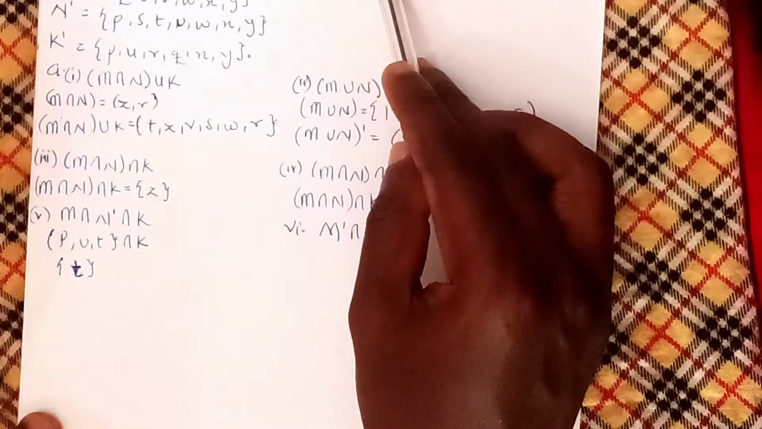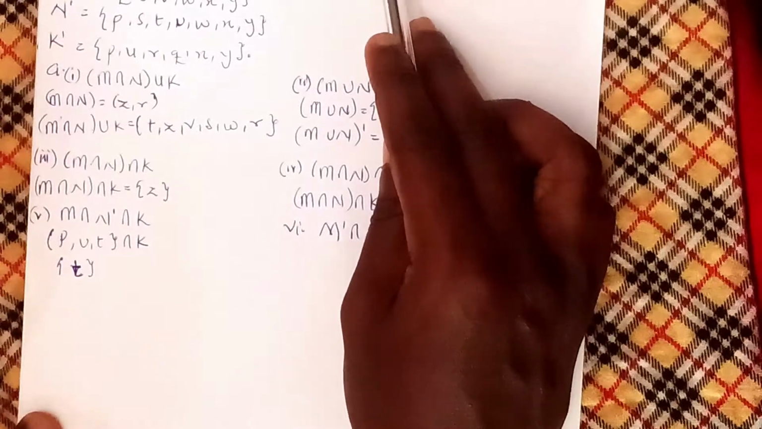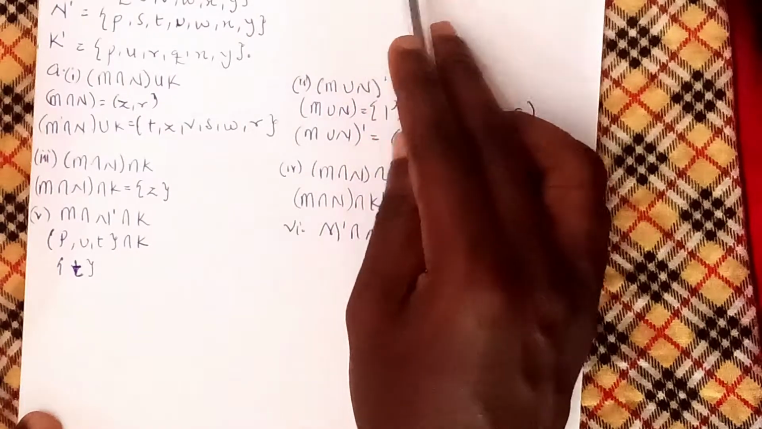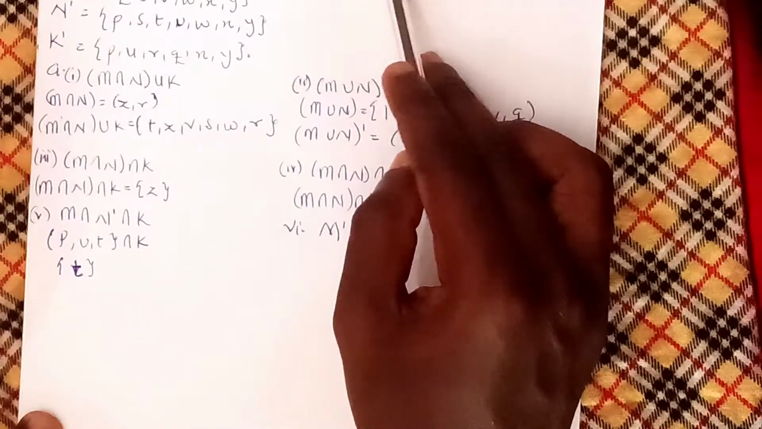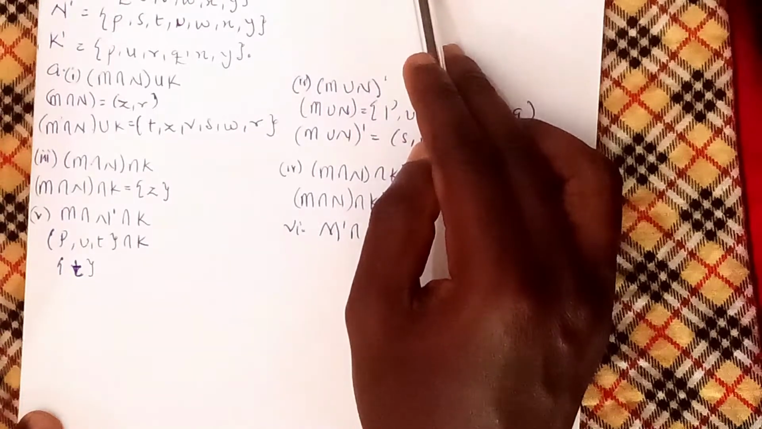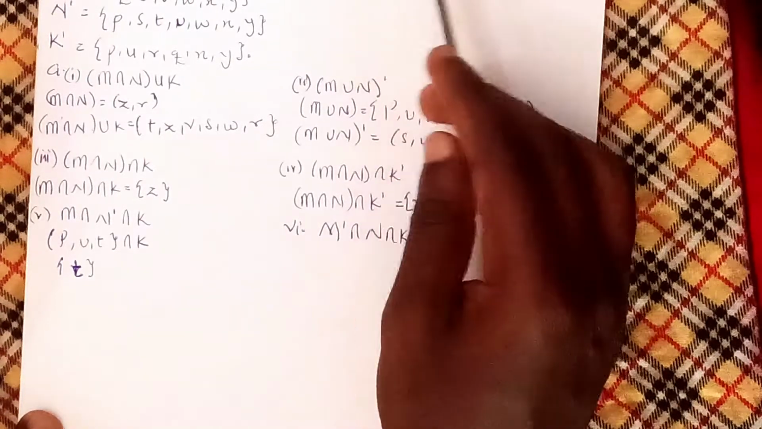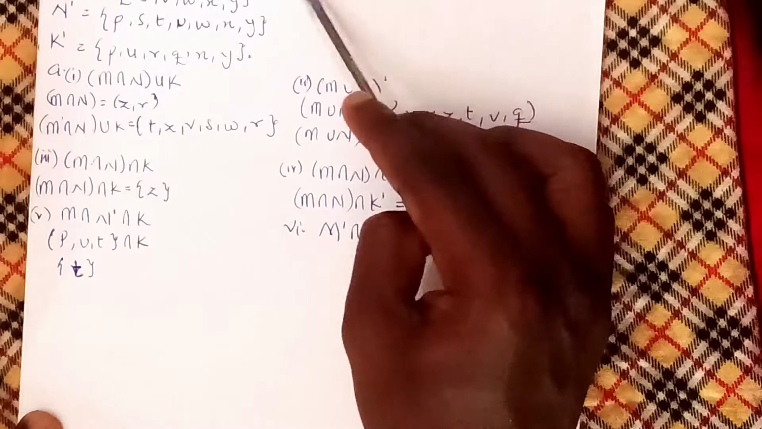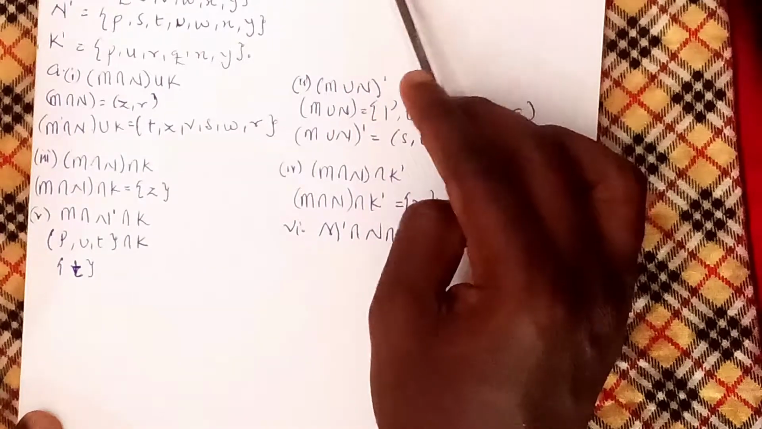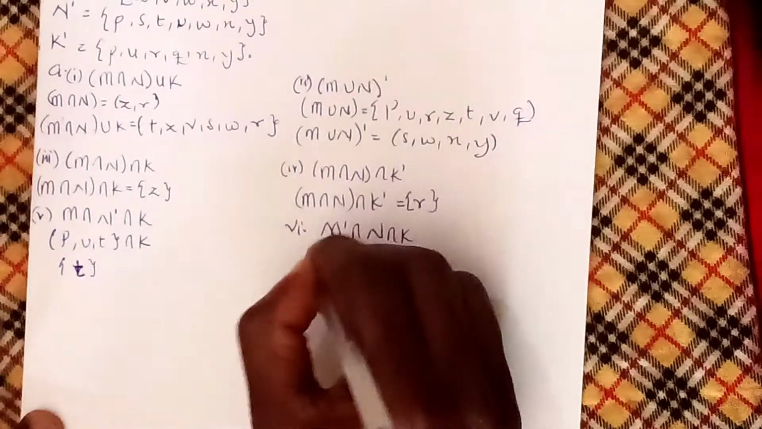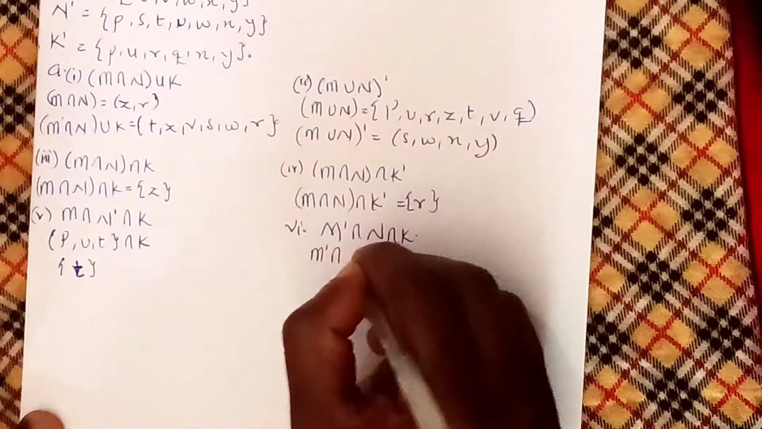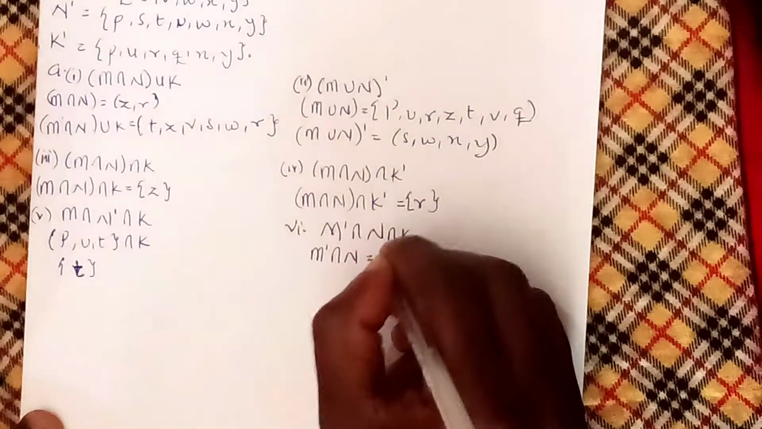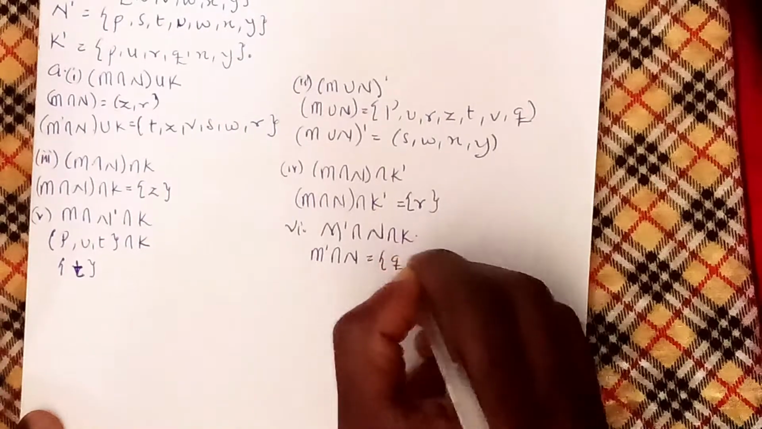Since within the members of M, they are R, P, U, T, Venn, and R, and that of N is R, Z, Venn, and Q. Sorry. So if we are supposed to find the prime of N, those are this, and if we are supposed to intersect it with the values of N, they are Venn and Q. So M prime intersection N is equal to Q and Venn.